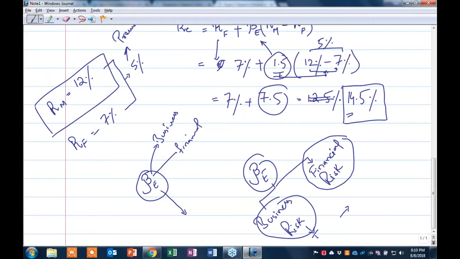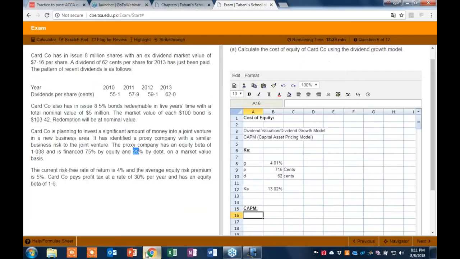So a business which has debts in its capital structure will be facing both types of risks. But a business which does not have any debts in its capital structure and is 100% equity finance will only face one risk, and that is business risk. So remember that equity beta reflects both types of risks. So if we go back to this question again, this proxy company has 25% debts.